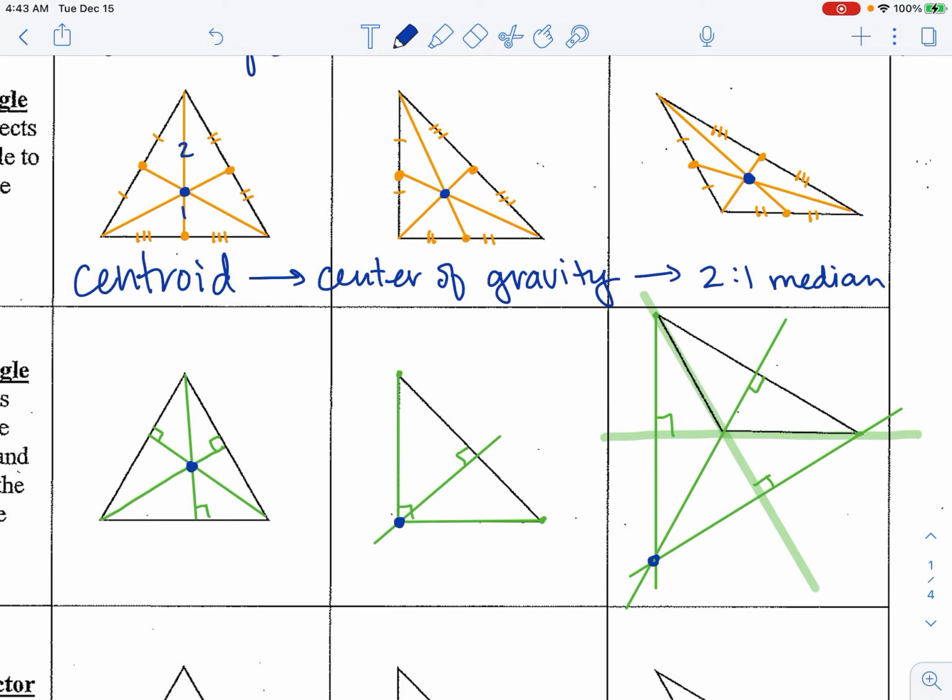But where is that point? Well, it can be in my triangle, it can be on my triangle, or it can be outside of my original triangle. This point is called the orthocenter. You are going to need to know these names and which special line of concurrency they match up with. So add them on to your flashcards. The orthocenter doesn't tell us anything special. It just tells us it's where the altitudes meet.